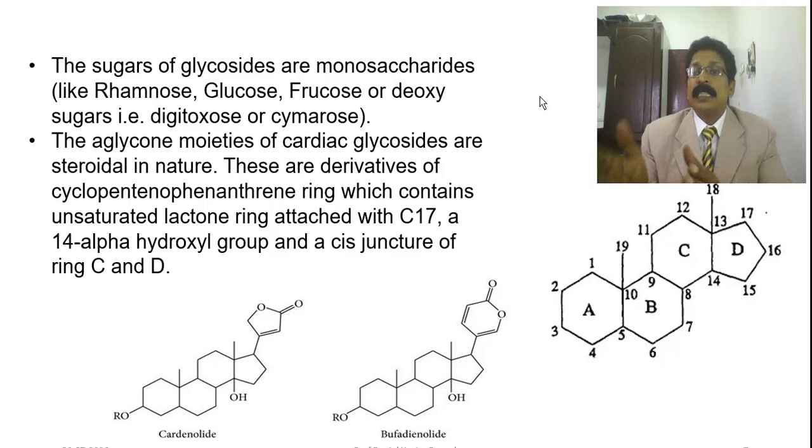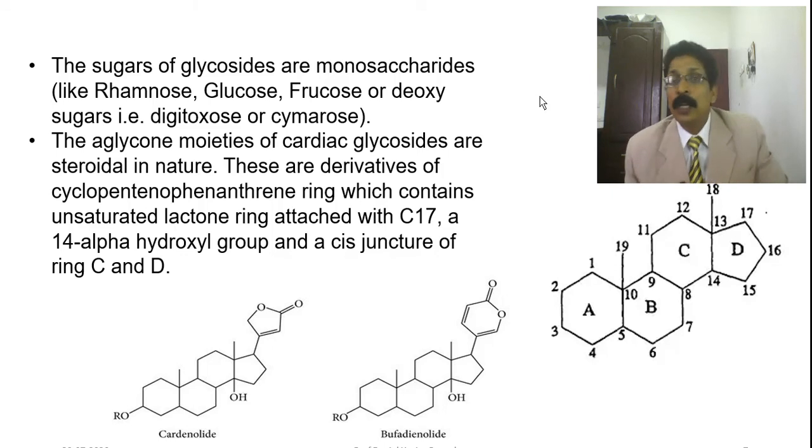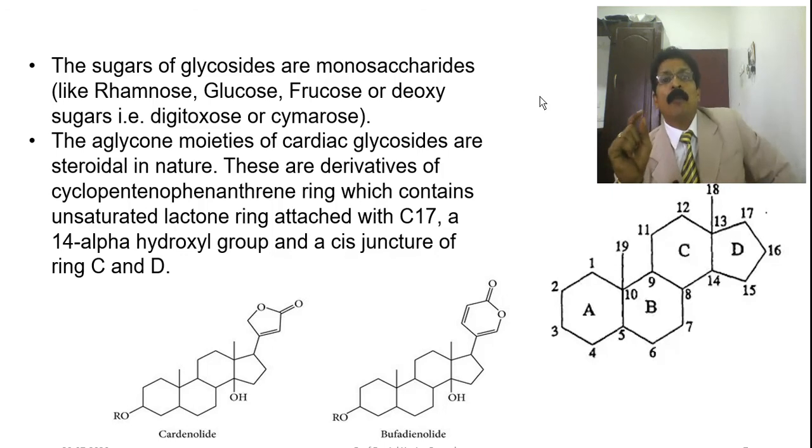So C and D structure, 14th position is there. There is an OH for this bufenolide and also cardenolide. So this is one type that is very important for anyone to remember, that is cardiac glycosides, which will be having a steroidal ring structure of aglycone, which has 17th position. They will be having a lactone ring, and in the 14th position they will be having an OH group in the juncture of C and D structure.